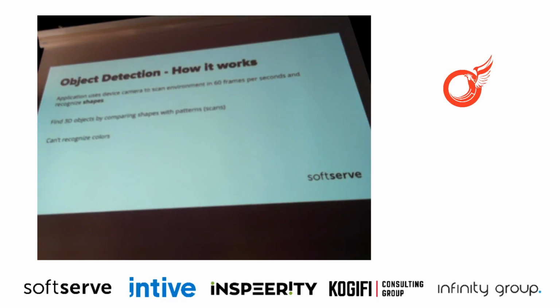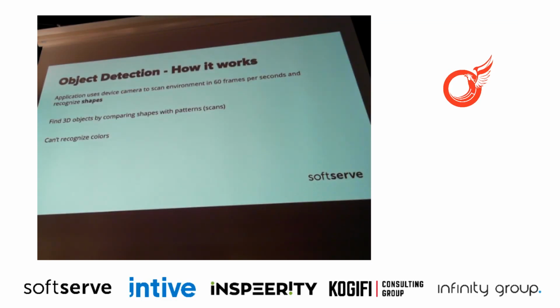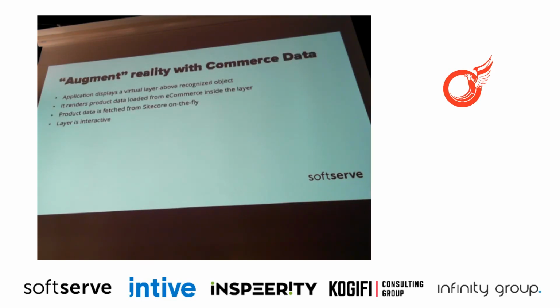So what you just saw was the application which used the device camera to scan the environment, and it does it at 60 frames per second, and this is actually a constraint for us, which I will cover later. It recognizes shapes, so it finds the shapes of the objects and compares them with a pattern. But for example, it doesn't recognize the colors. I will cover the limitations later also. Next we display this virtual layer above the object with some data fetched from e-commerce, and this was fetched on the fly. And also the layer was interactive, because I was able to tap on this layer and it opened this product page on e-commerce.